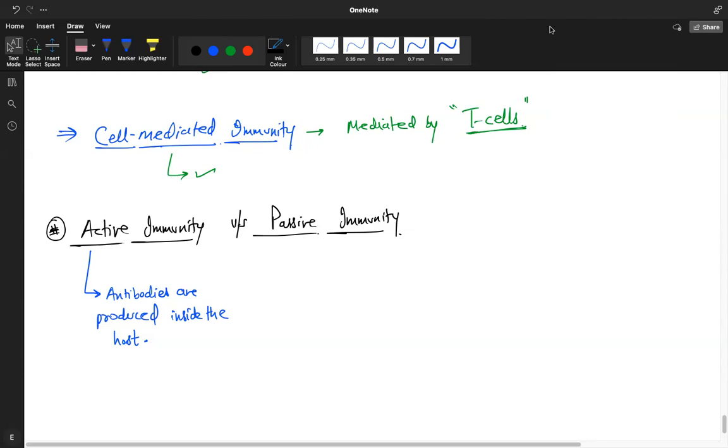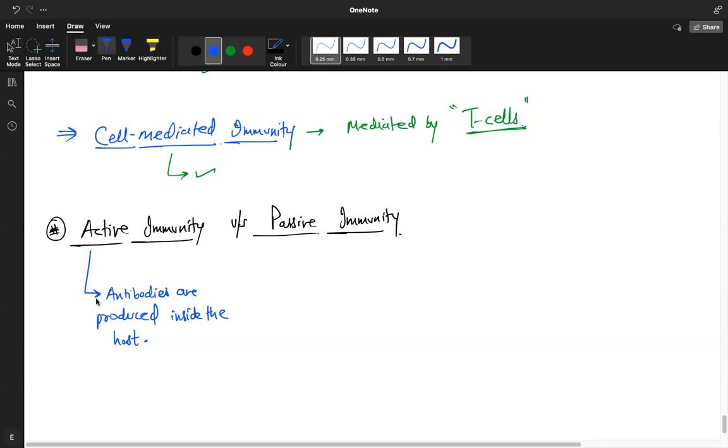So an active immunity is developed inside the body. That's where the antibodies are produced in the body by providing the body with half killed, attenuated cells or pathogens. Okay, so what we are injecting in the body is weakened pathogens. Make sense, everyone? Yes, sir.